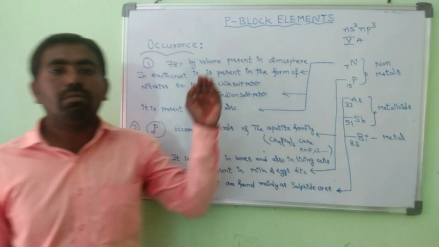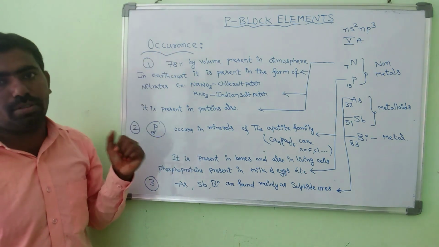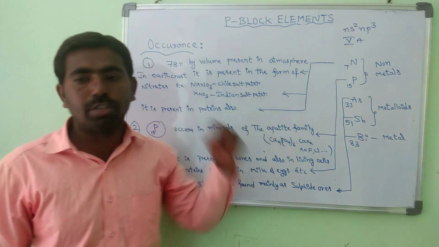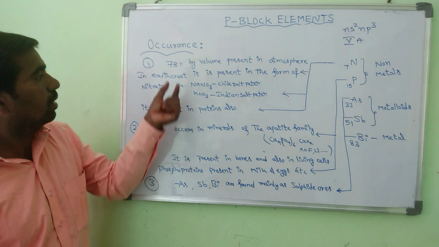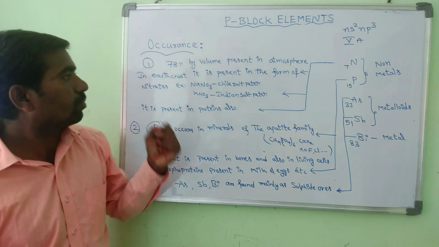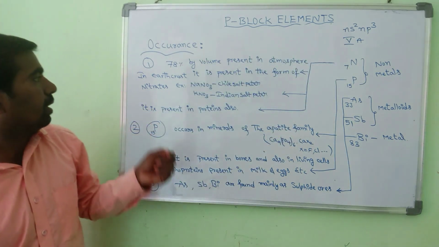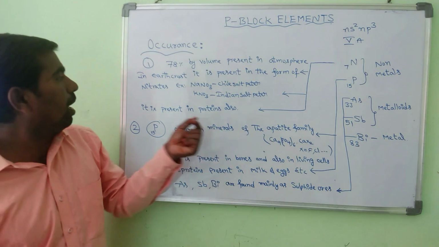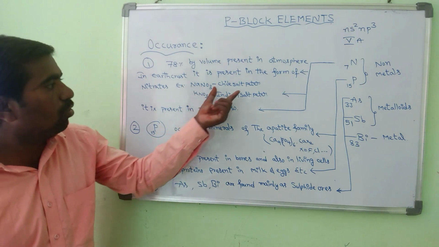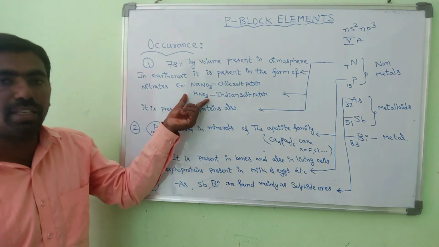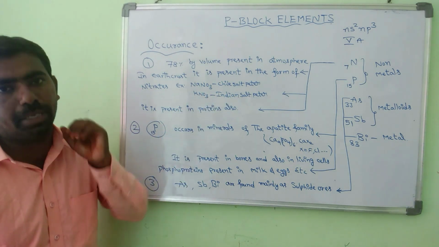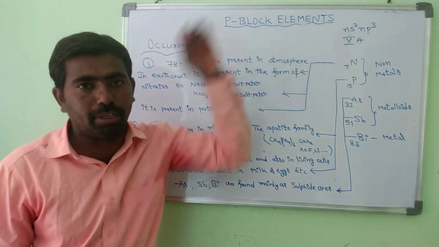Now we are going to discuss the occurrence or abundance. The first element, nitrogen, is 78% by volume present in the atmosphere, and nitrogen is present in the earth's crust in the form of nitrates. For example, NaNO3, also called Chile saltpeter, and another example is KNO3, potassium nitrate, also called Indian saltpeter or Bengal saltpeter. This is about the occurrence of nitrogen.